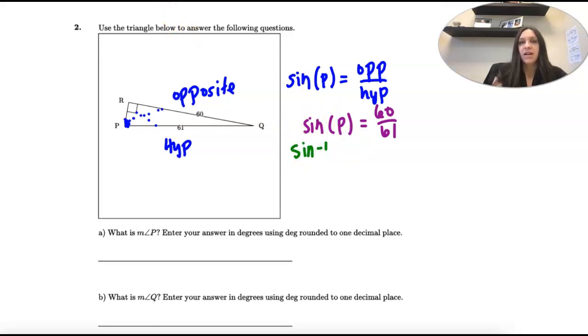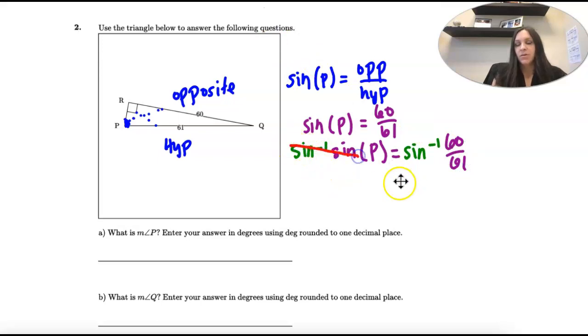So I'm going to take sine inverse of the left, sine inverse of the right, and then solve. So those are opposite operations, they go to 1, and we're just left with angle P, and then this goes in our calculator.